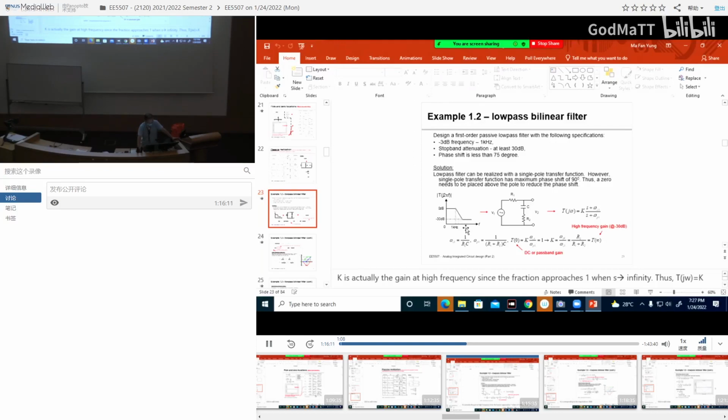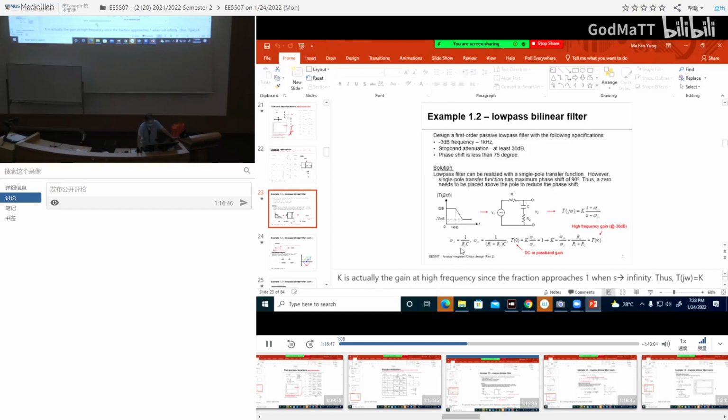It will start dropping. And then I want the attenuation to be at least 30 dB, which means that I need the zero to be at least here. It must have dropped 30 dB down. So with this, I have all the information I need for my bilinear transfer function. What's the DC gain? What is the pole frequency? And what is the zero frequency? So we can write it out.